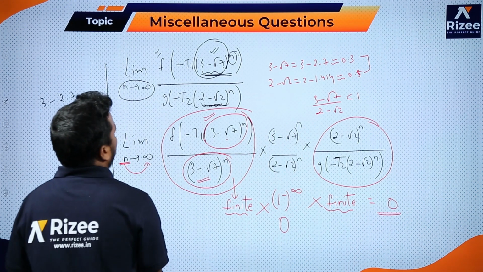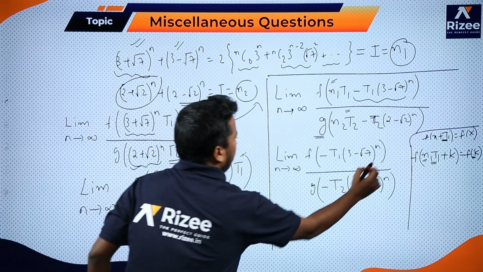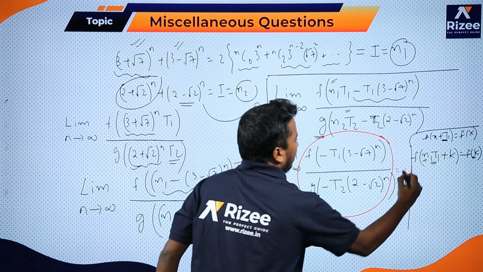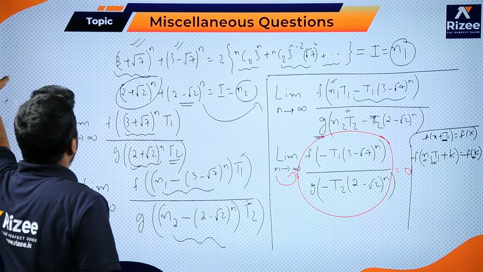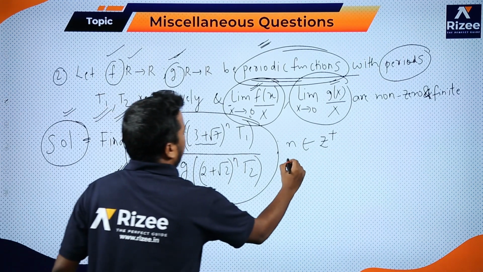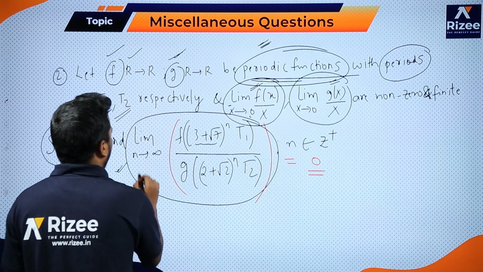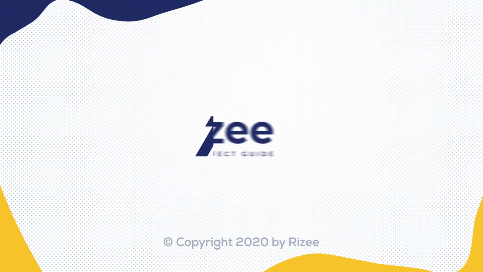So this given function will produce 0 if n is tending to infinity. So the answer to the question should be 0. They are asking the limit of this function if n is tending to infinity. So the answer should be 0.